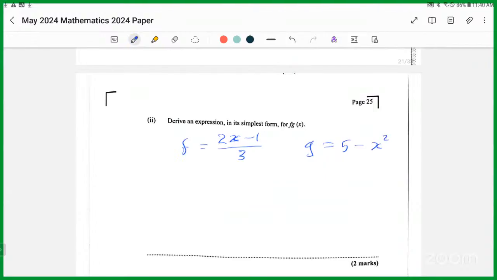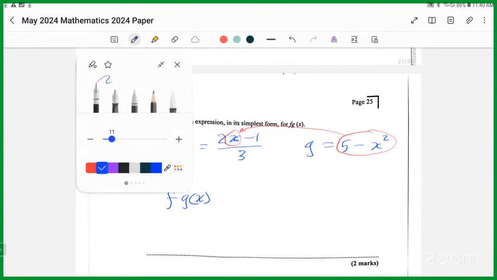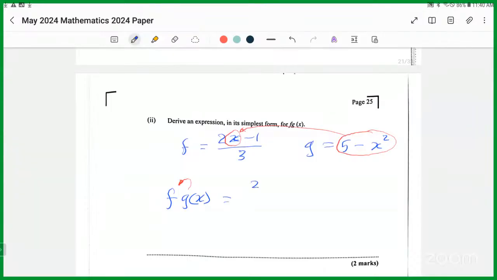Those are the two functions, and we are now forming f of g of x. Remember this, guys. F of g means g into f. Shortcut. It means taking all of this g and putting it into the f right there. That's how we make that composite function quick and fast. That becomes 2 times all of g, which is 5 minus x squared, minus this one beside it, and everything is divided by this 3.